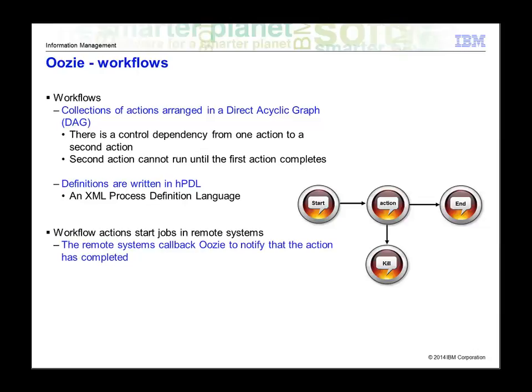Workflows are written in HPDL, an XML process definition language, and are stored in a file called workflow.xml. Each workflow action starts jobs in some remote system, and that remote system performs a callback to Oozie to notify that the action completed.